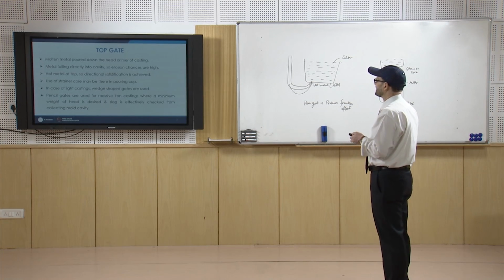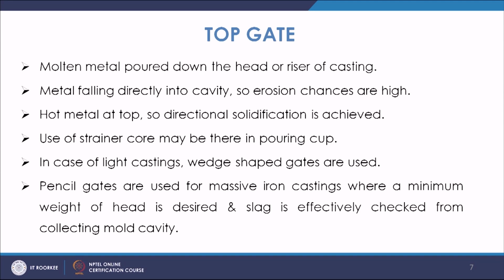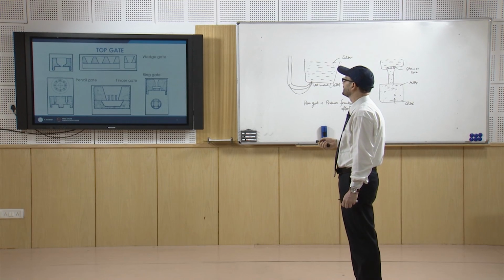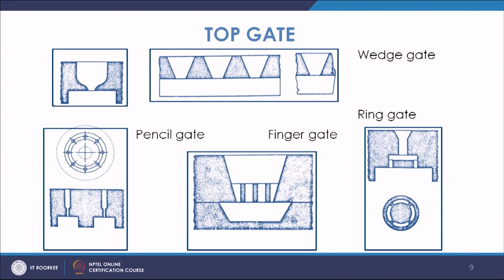In case of light castings, you can have wedge shaped gates, and you have different types of gates. This is a typical top gate, which shows that from the top it works as a head or a riser, and from here you can directly pour into the cavity. You can also put core inserts, as we have put here, so that clean metal enters into the cavity.